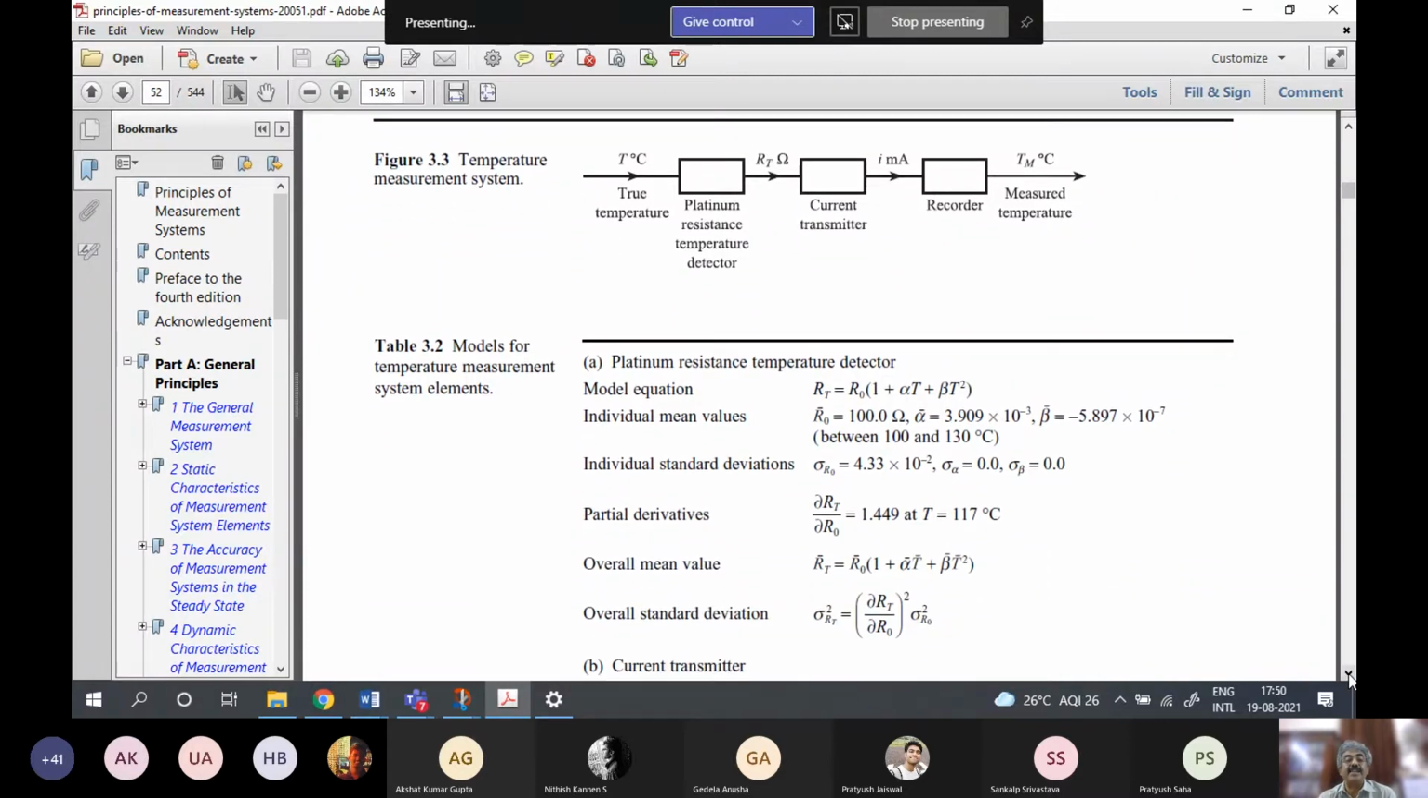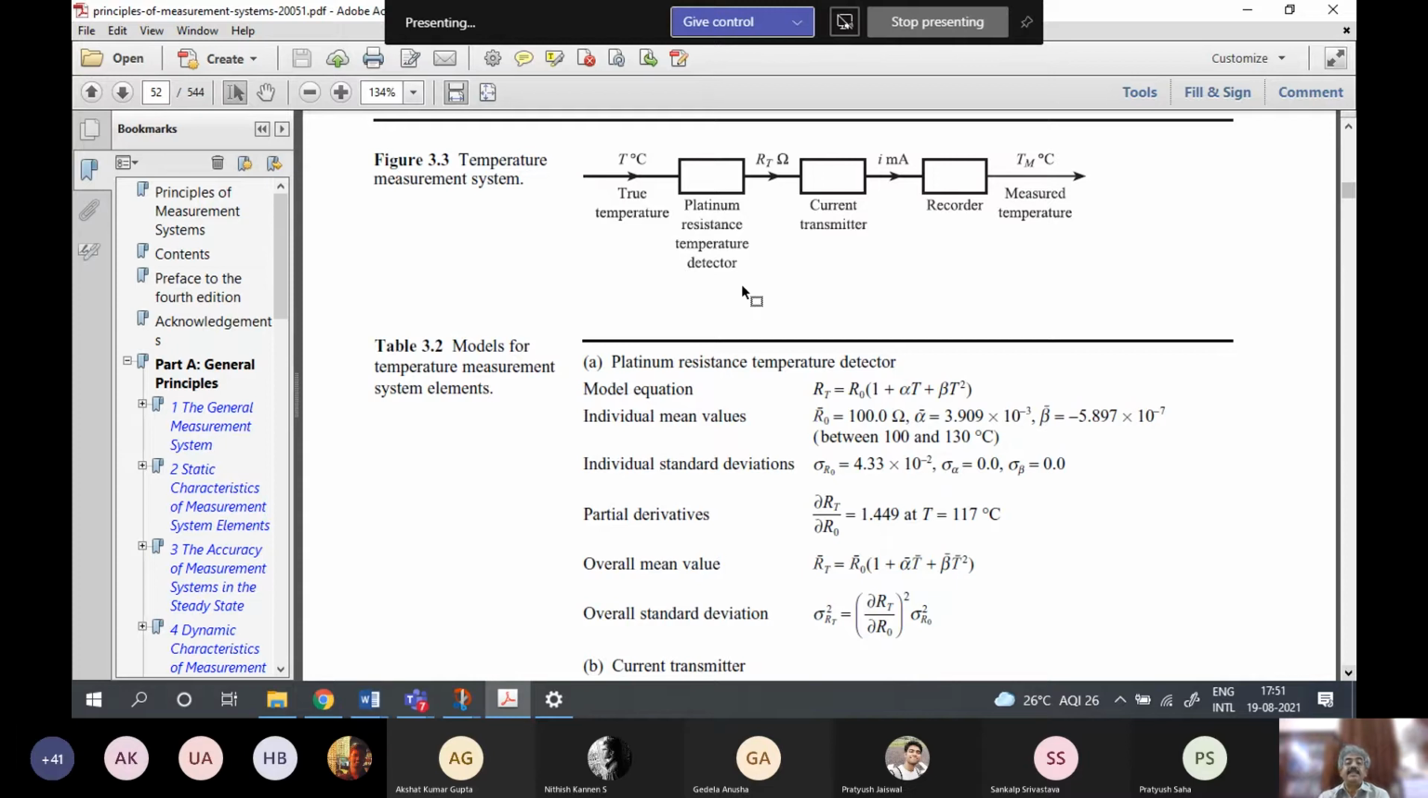So they've given an example now. You see that they have this situation. What is the situation? They are measuring temperature, but not using a thermocouple, using a platinum resistance temperature detector, which is a resistance.